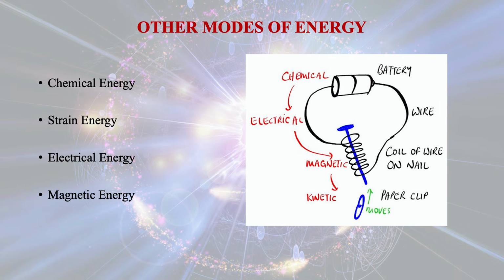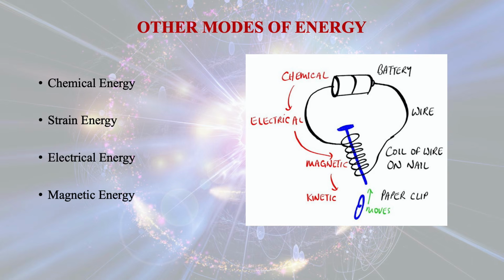Through the battery, chemical energy is converted to electrical energy, and that electrical energy is also converted to magnetic energy because the current is flowing through a coil. One nail is there inside the coil, and if there is a magnetic flux induced because of the current flowing through the coil, the nail will also be magnetized, and if there is a paper clip, that clip will be attracted by the magnet.